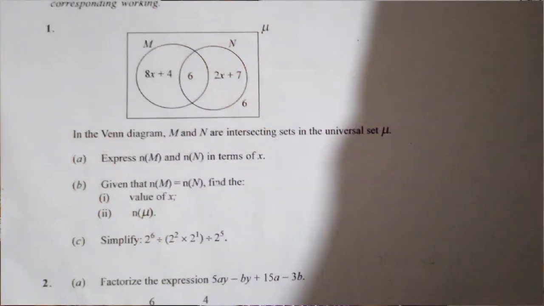It's quite interesting. You have a set question in question 1. Let's have a good look at the set. Let's read it. In the Venn diagram, M and N are intersecting sets in the universal set U. Express n(M) and n(N) in terms of x. This is quite simple, but let's try our hands on it.